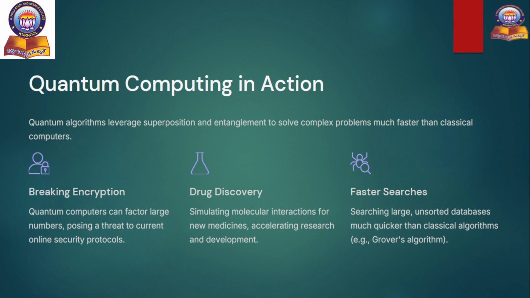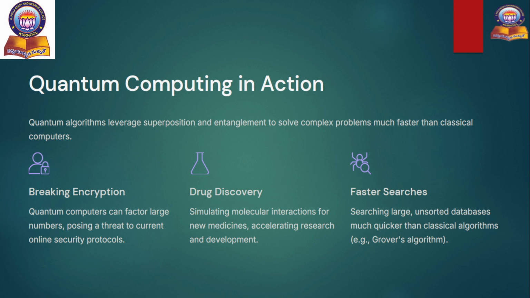So quantum computing also uses different kinds of algorithms. Those are called quantum algorithms, which is where quantum computing is actually brought into action. They mainly use superposition and also entanglement to solve complex problems much faster than classical computers.